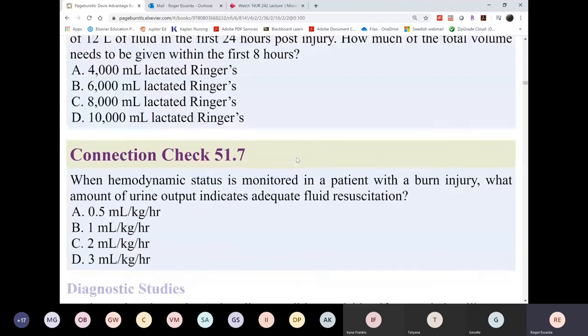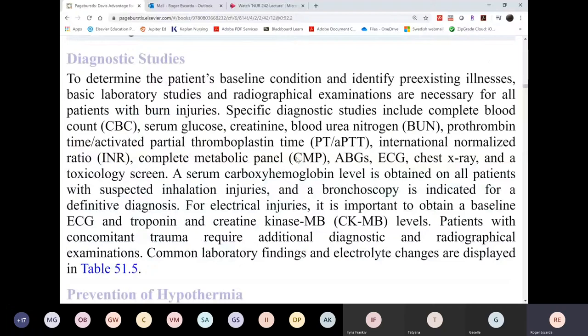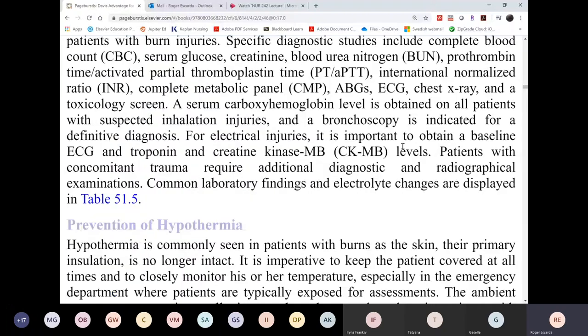Alrighty, let's go to diagnostic studies. We draw labs, because remember this patient has severe injury. This patient also goes into DIC. If you remember from last semester, one of the causes of DIC was burns, correct? Whichever group presented DIC last semester? Yes, one of the causes of DIC was burns. So you monitor your platelets and your bleeding times, INR, PT, PTT, to monitor for that complication.